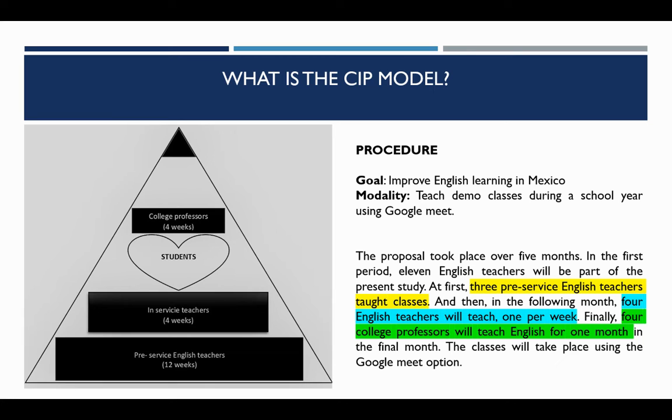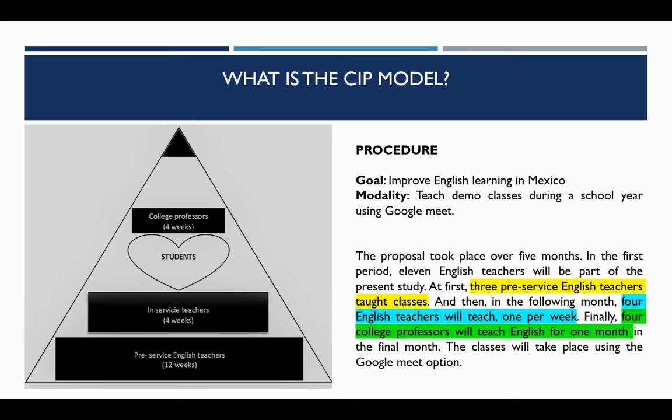This proposal will take place over 5 months. In the first period, 11 teachers will be part of the present study. At first, three pre-service English teachers will teach classes. Then in the following month, four English teachers will teach one per week. Finally, four college professors will teach English in the final month. The classes will take place using the Google Meet option, so everything will be online.